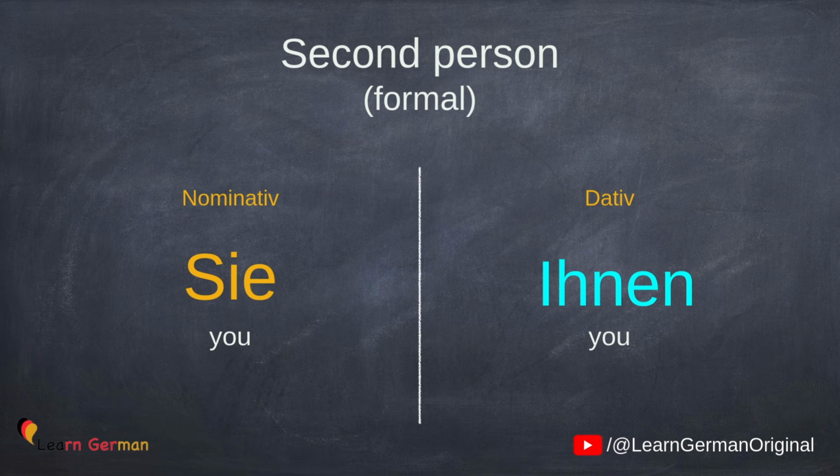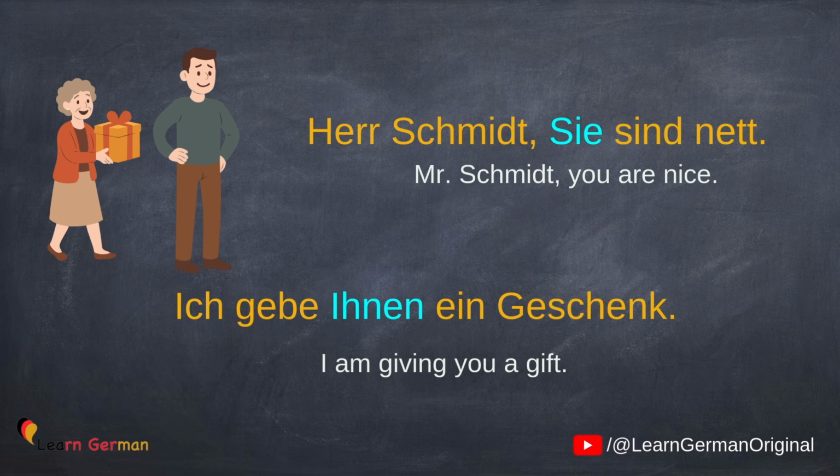Let's move on to the second person, formal. Im Nominativ, it's Sie, and im Dativ, it changes to Ihnen. Let's see how to use it. Herr Schmidt, ich gebe Ihnen ein Geschenk. In this sentence, Ihnen is the dative object, and Ihnen is the dative personal pronoun for Sie. Do remember that Ihnen here is always written with a big I.